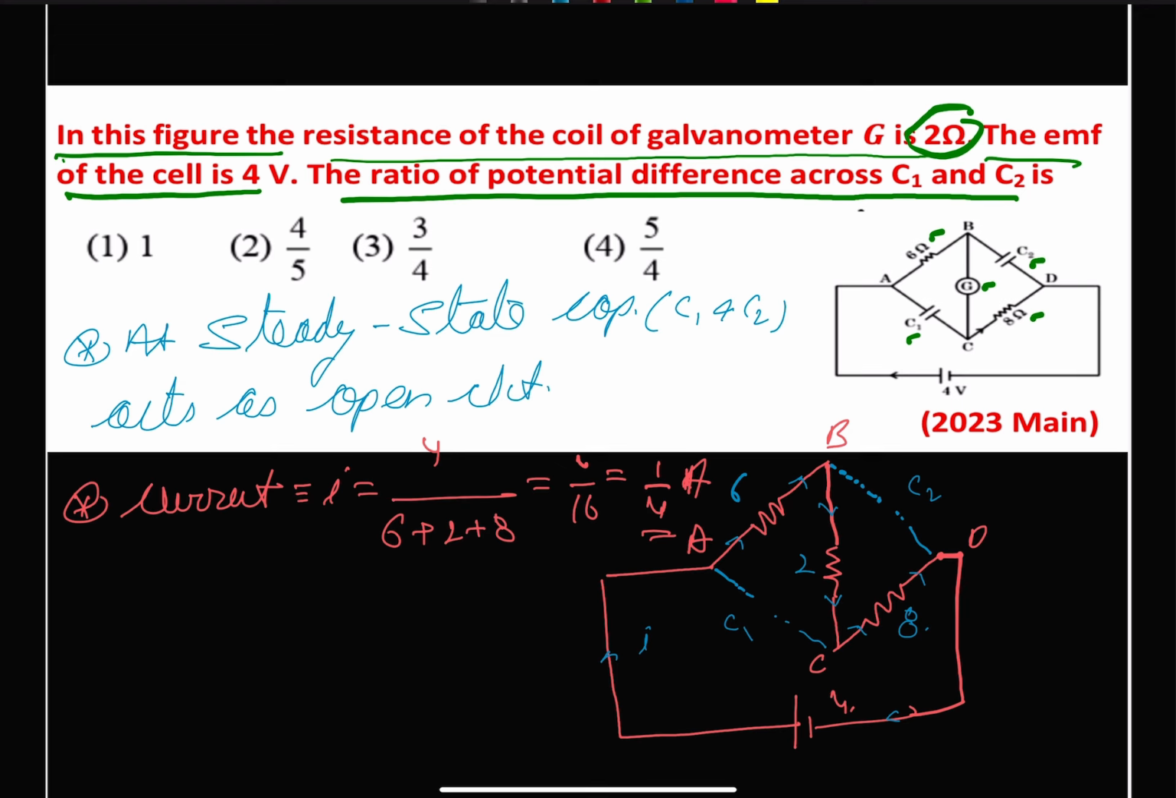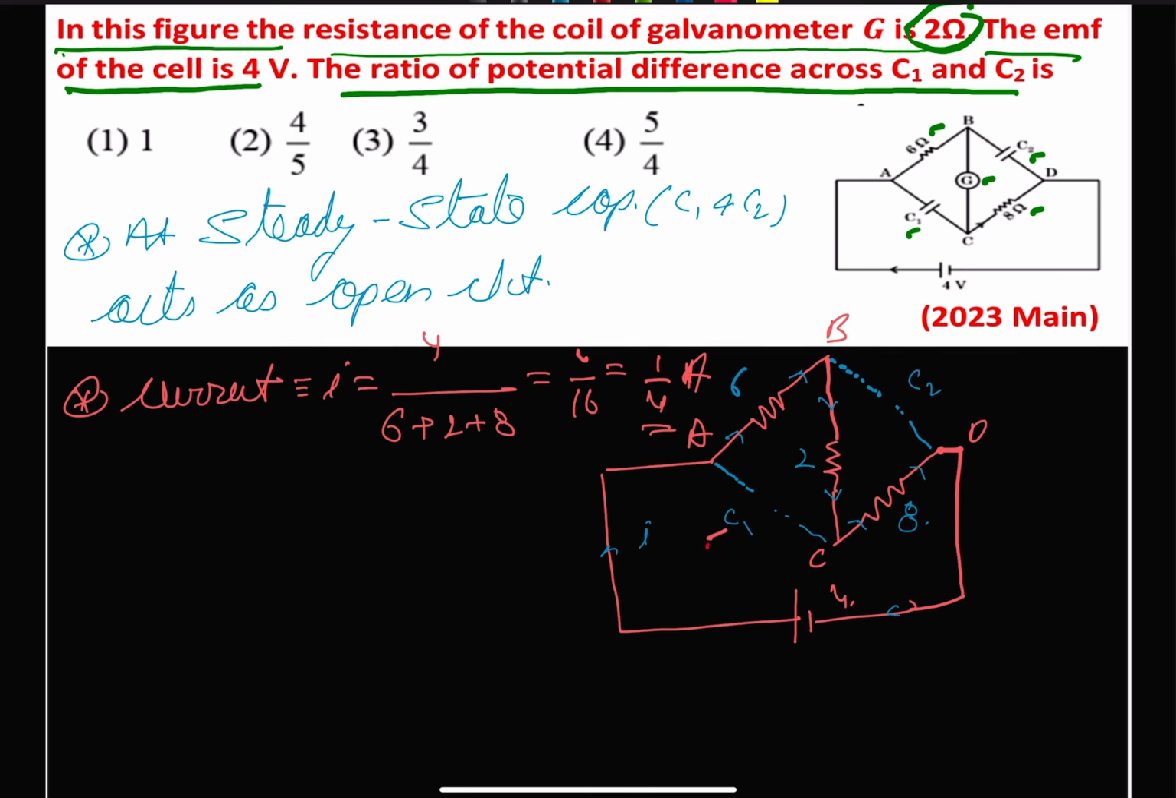And we have to find out the potential difference across C1 and C2. For that, we should know the voltage drop at C1 and the voltage drop at C2. Let us suppose the voltage drop at C1 is V1, and at C2 is V2. So we can write that the voltage drop across C1, which we called V1, will be equal to the voltage drop across points A and C.